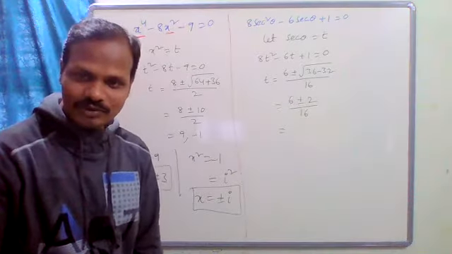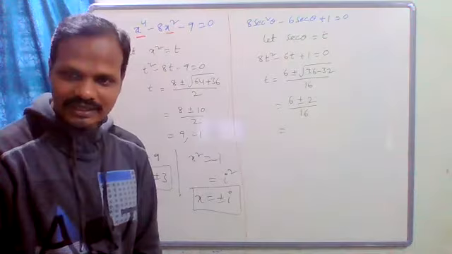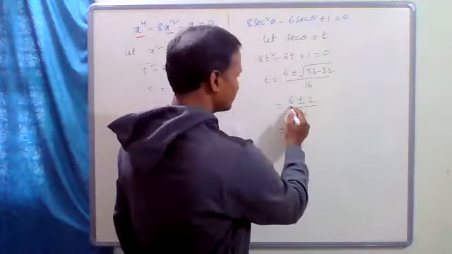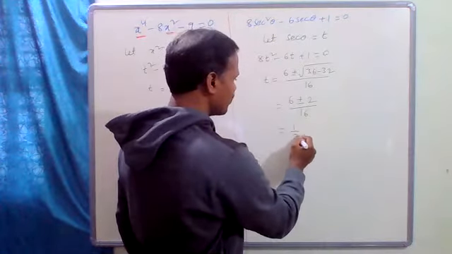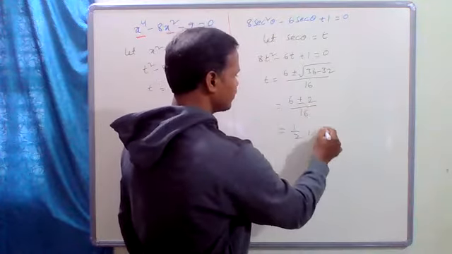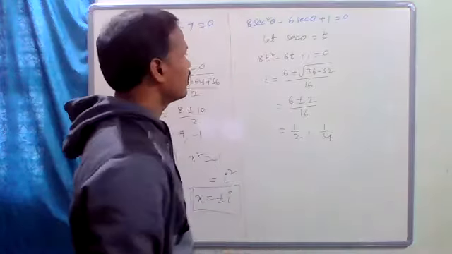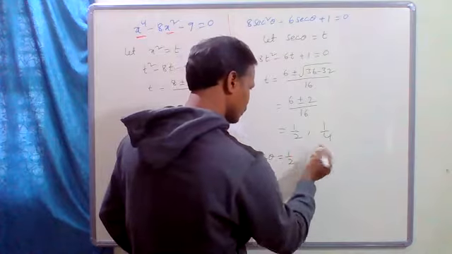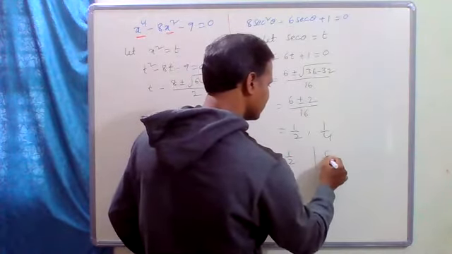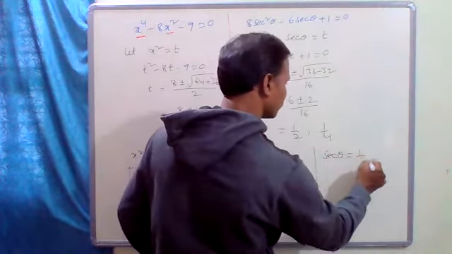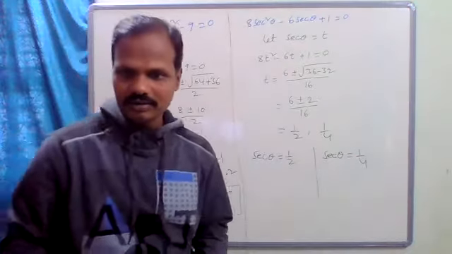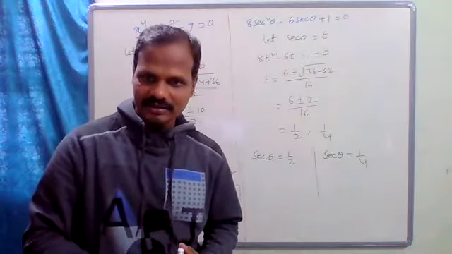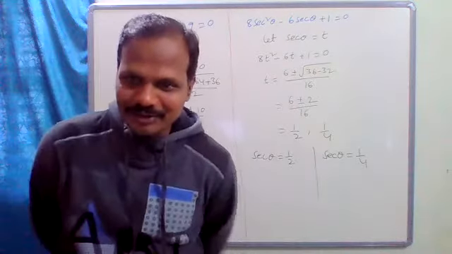Uday Kiran said no roots. Why are there no roots, Uday Kiran? So the plus case gives 8 by 16, which means 1 by 2, and the other case gives 4 by 16, which means 1 by 4. That means secant theta equal to 1 by 2, and another case is secant theta equal to 1 by 4. Not in the domain of secant x. So Samata said 2 roots.